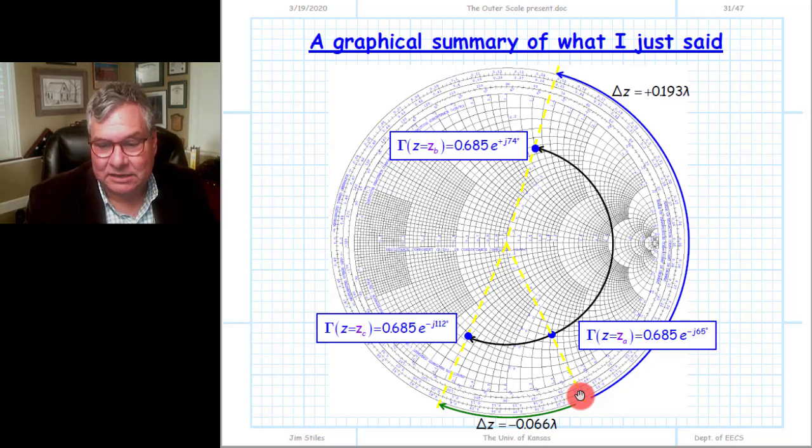what value that is. But if we go through and add to that a value of 0.193 lambda, then we are increasing the value of the index. And because we're increasing the value of the index, we're moving toward the load. We are rotating in a counterclockwise position. We stop here at whatever index results from an increase of 0.193 lambda.